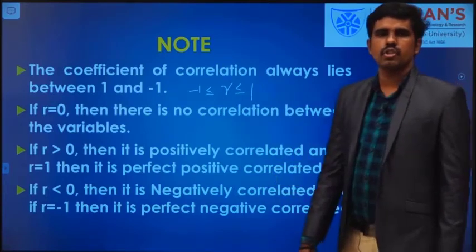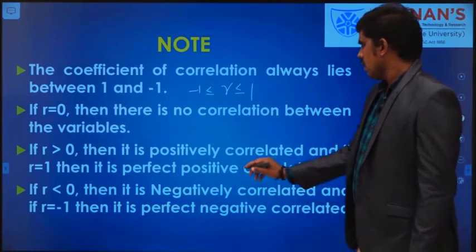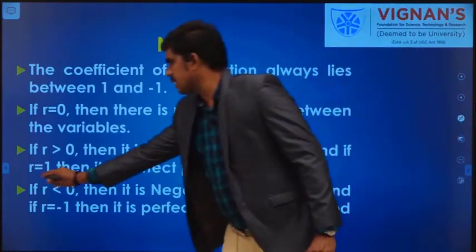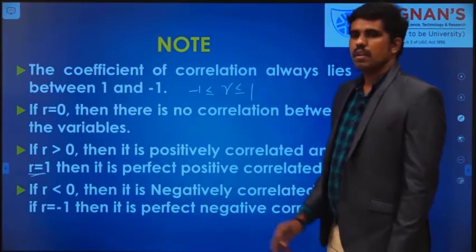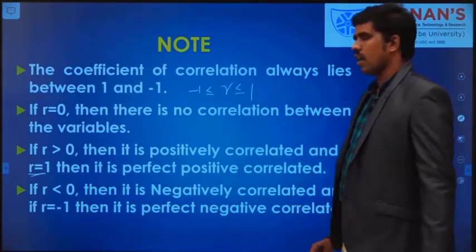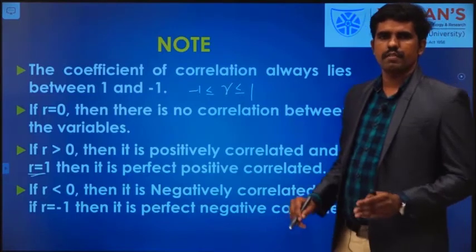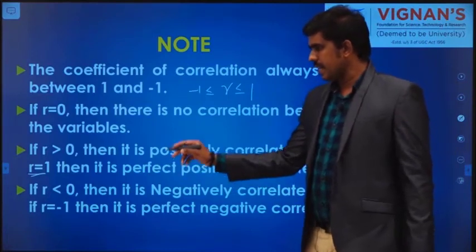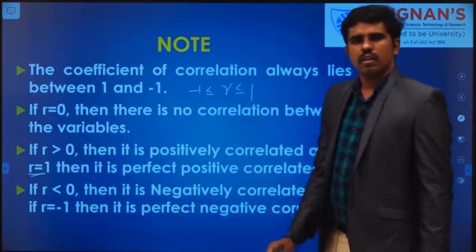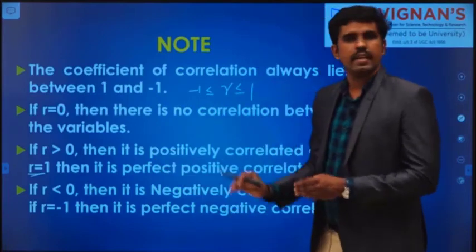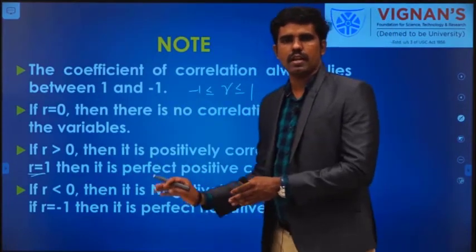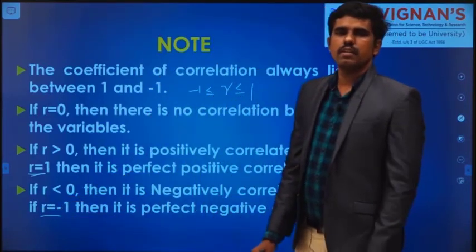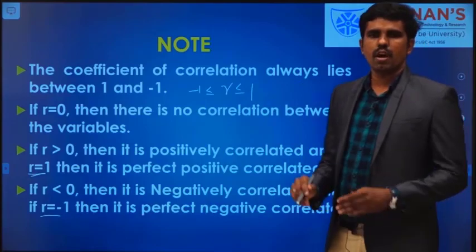If R is greater than 0, it is positively related. If I am getting exactly R equal to 1, then it is perfectly positively correlated, right? A strong relation is there. And on the other hand, if R is less than 0, by looking at the symbol itself, you can say this is negatively correlated. If I am getting R equal to -1, then it is perfectly negatively correlated, strongly negatively correlated.